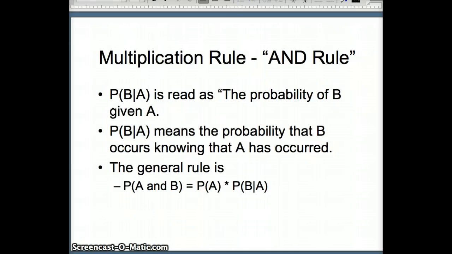Our next rule is the multiplication rule, or the AND rule. And to do this, we have to make sense of this notation. P(B|A). We read that as the probability of B given A. It means the probability B occurs knowing that A has already occurred. And with that information, we give ourselves the general rule. The general rule for AND is the probability of A and B will be the probability of A times the probability of B knowing that A has already occurred. Probability of A times the probability of B given A.